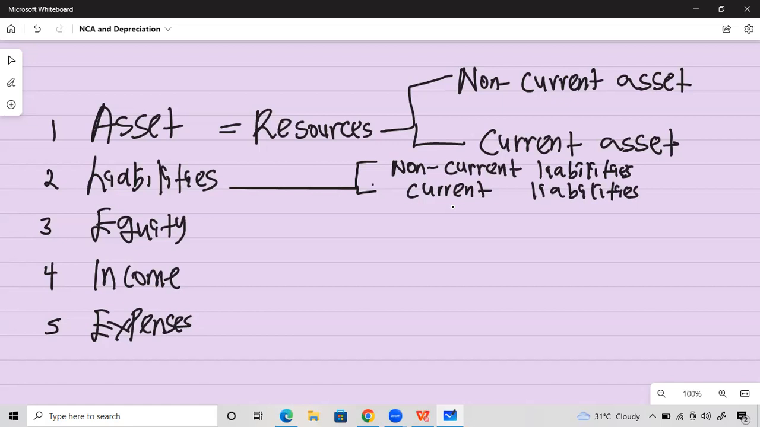Now, when we say non-current asset, it means that those are assets that will bring economic benefit for more than 12 months. At least you can remember this. More than 12 months, let's say more than 1 year. Current is within a year.